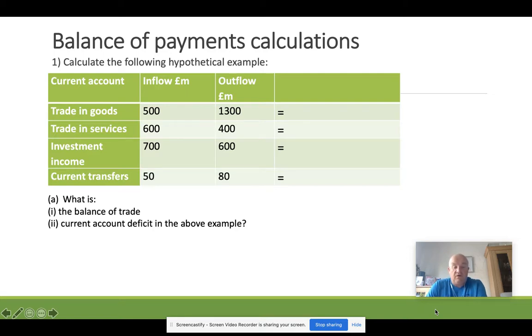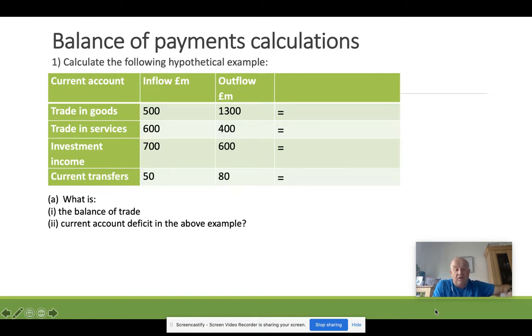Okay, so we've got a little table here in your booklet. It's included in your booklet, and I'd like you to do some calculations. So in the first instance, we've got the current account and the different components of the current account listed. And we've got inflows and outflows, and so you're going to have to do some simple maths to demonstrate that you understand the difference between the two. Okay, so you're going to get balances of some description. Some will be positive, some will be negative. I'd like you to have a go at that, and then also try to answer the questions below.